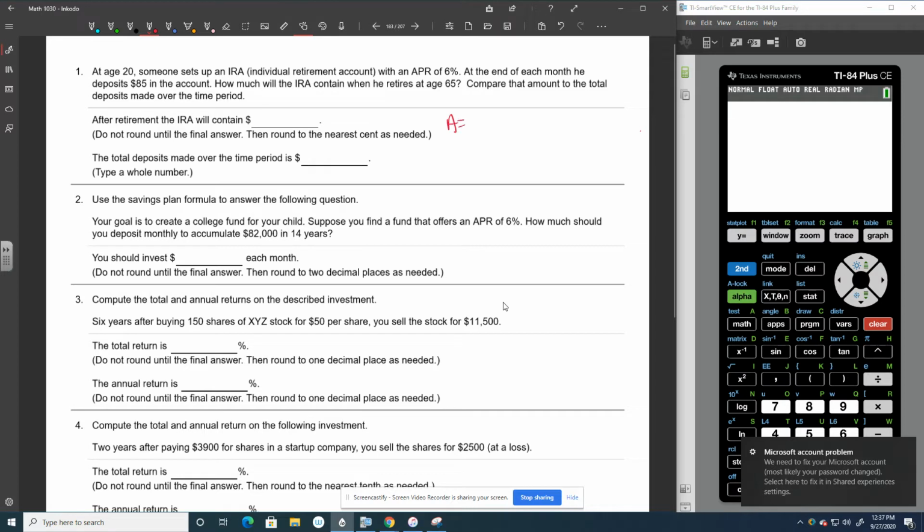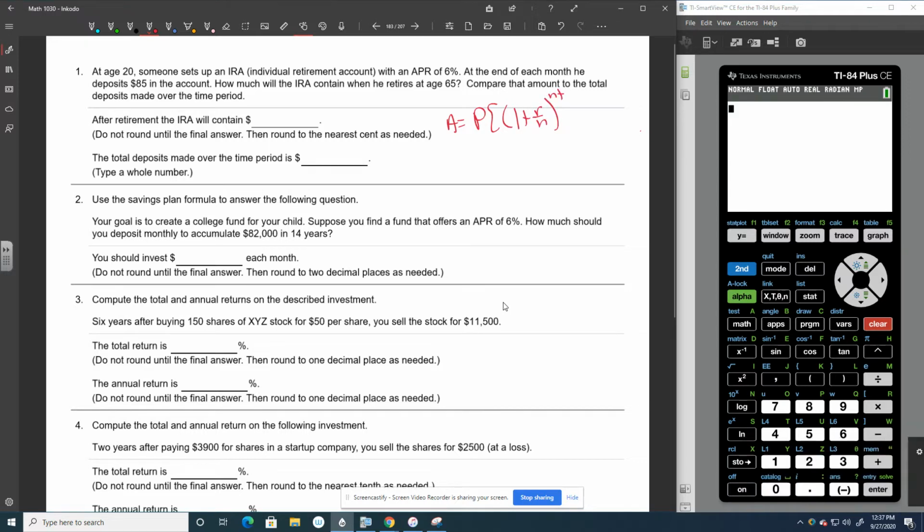So we're going to use A equals the payment multiplied by 1 plus the rate over the number of installments raised to the NT, minus 1, and then all of that is going to be over the rate divided by the number of payments each year. So when you plug this into your calculator, be really careful. You're welcome to use the app's finance program on your calculator as well.